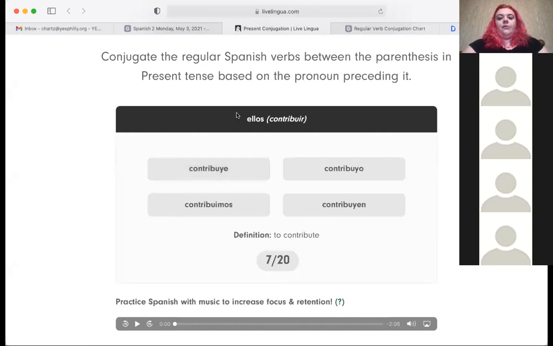So for this next one, we have ellos contribuir, which means to contribute, and it's they, and it's an IR verb. So is it going to be contribuye, contribuimos, contribuyo, or contribuyen? Think about the ellos and the IR verbs. What's going to be the correct ending? Is it E, IMOS, O, or EN? I know that this one is a little bit irregular, but the endings are the same.